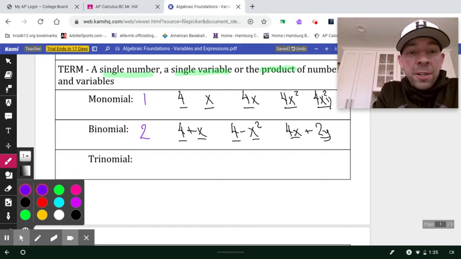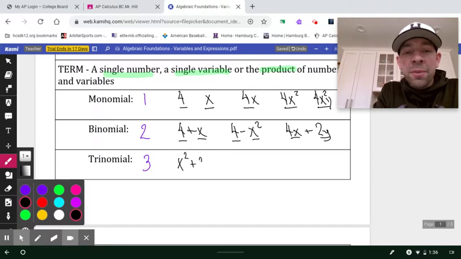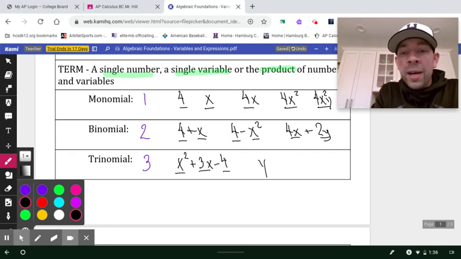All right. Now, a trinomial consists of 3 terms. It could be a classic x squared plus 3x minus 4. So you got 1, 2, 3 terms. Or maybe it's y to the 4th plus 2xy minus 5x cubed. So you got your first, second, third term.